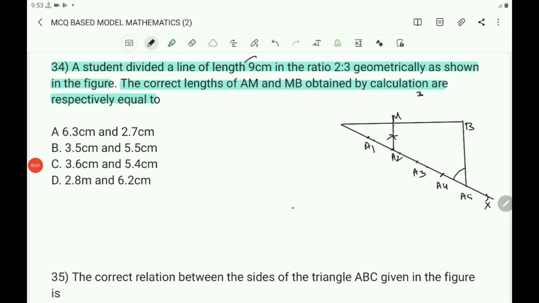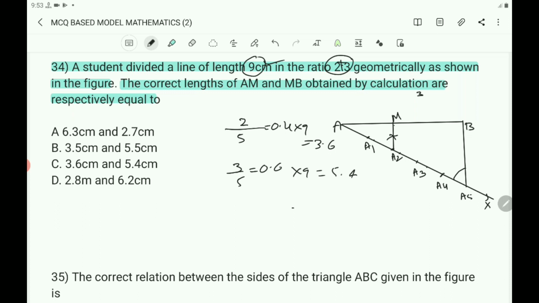You must divide 9 in the ratio 2:3 because the total length of AB is 9 cm. And the sum of the ratio is 2 plus 3, 5. You take here 2 by 5. 2 by 5 means what? 0.4. That into 9 equals 3.6. And 3 by 5, 3 by 5 is 0.6. That into 9, you will get 5.4.